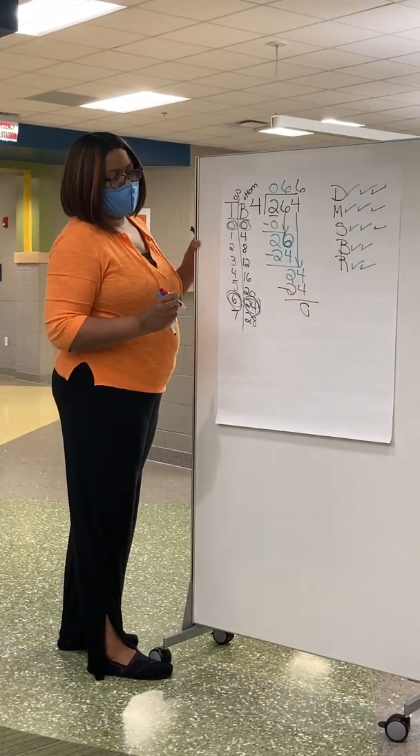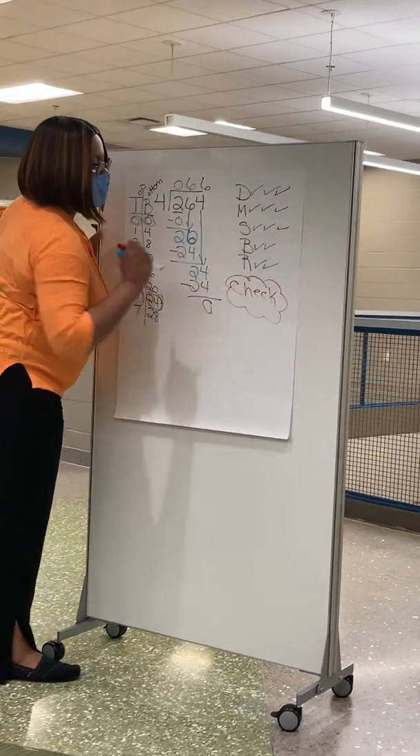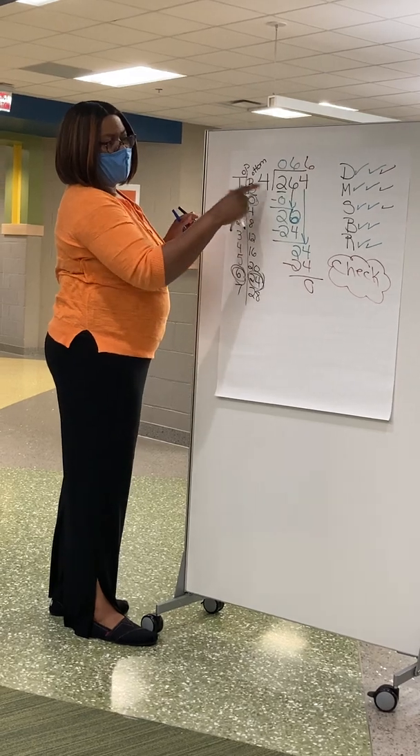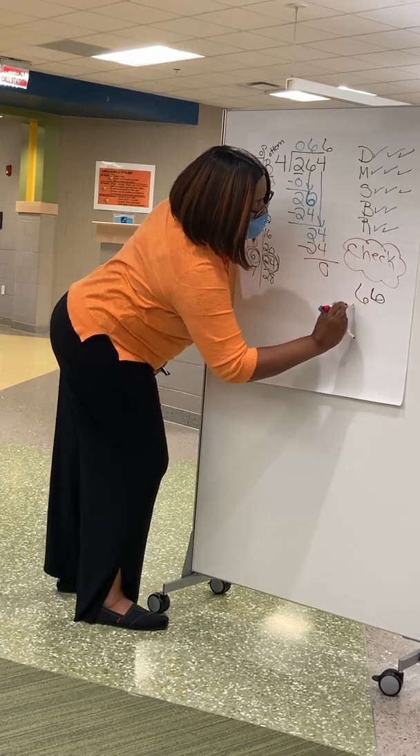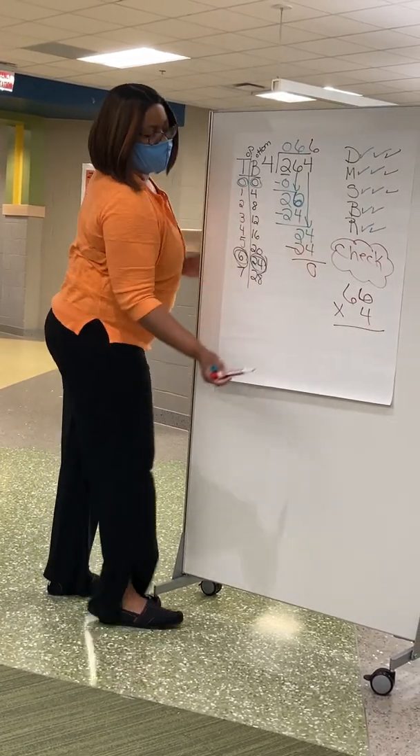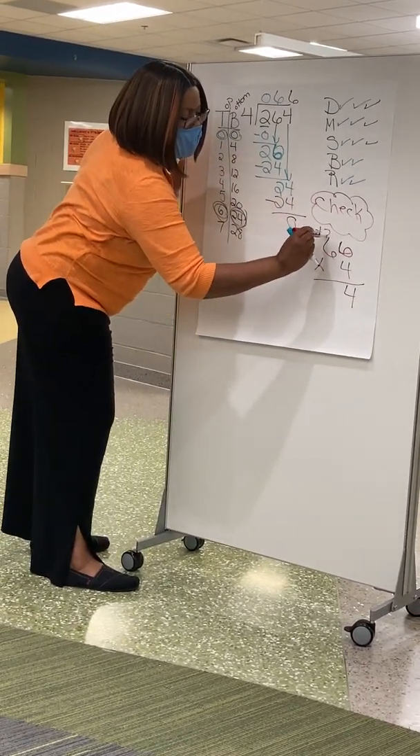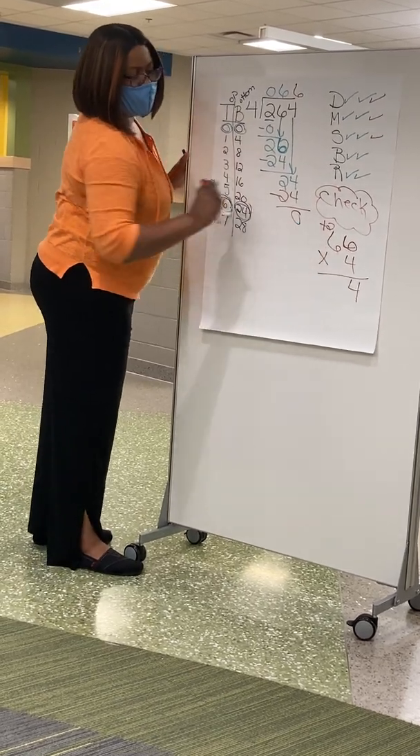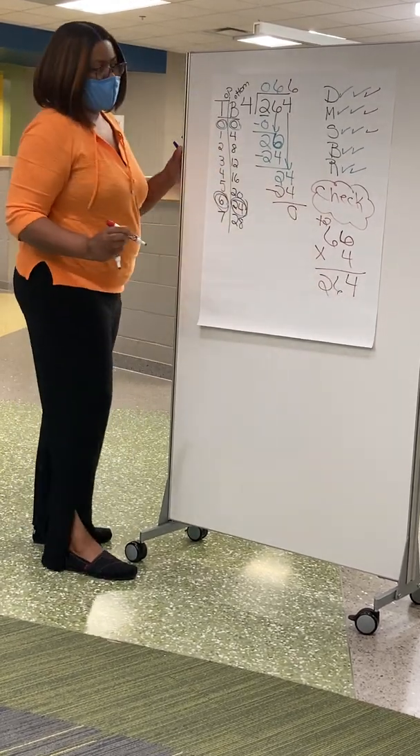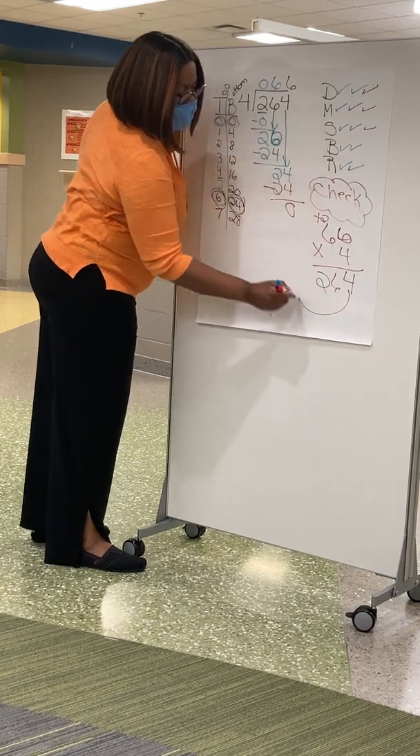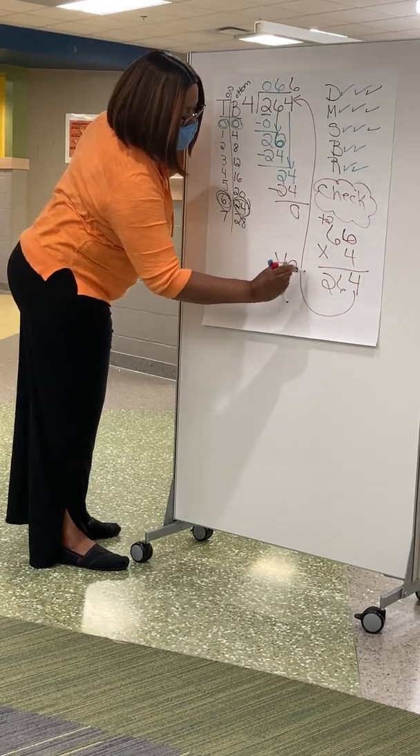Now you are going to check your problem by multiplying your quotient times your divisor. 4 times 6 is 24. Write your 4, carry your 2. 4 times 6 is 24, plus that 2 gives you 26. So you are checking to see if this matches that. If it does, your answer is correct.